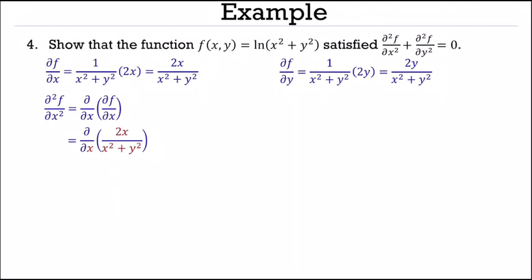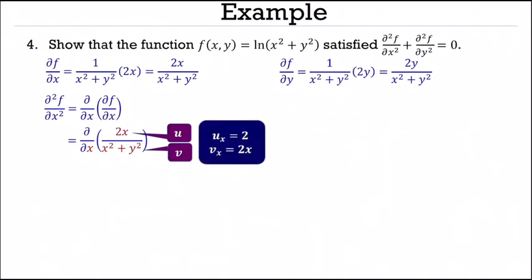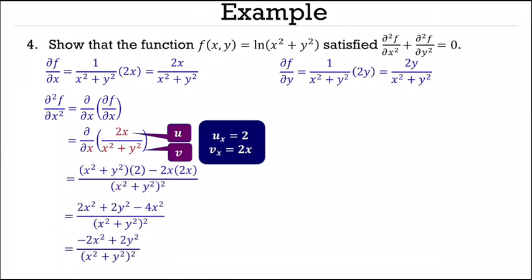So let the numerator and denominator be u and v respectively. Then find u sub x and v sub x. Then substitute into the quotient rule and simplify. For the second order partial derivative of del f del y with respect to y, we will use the quotient rule as well.